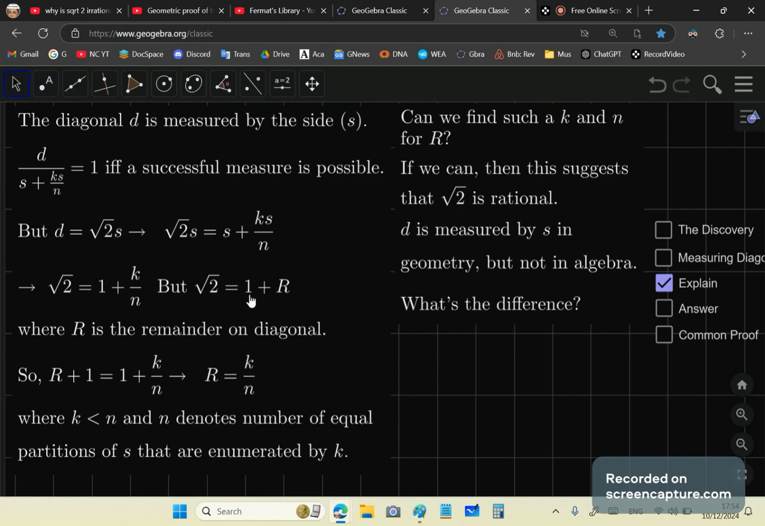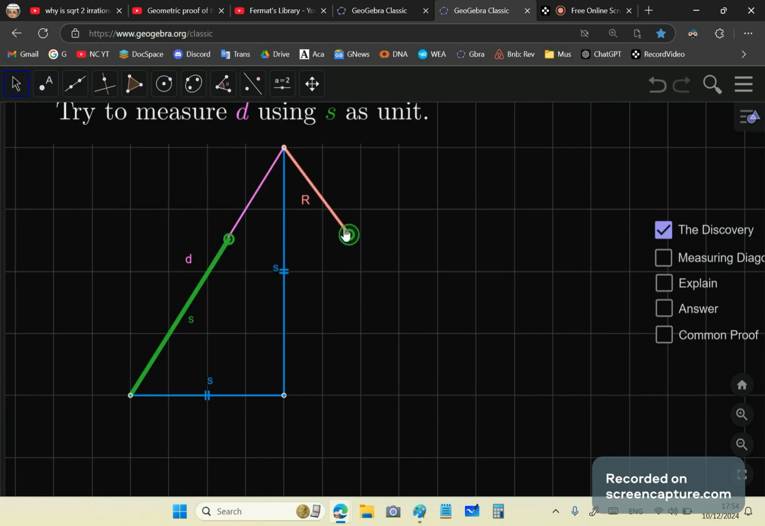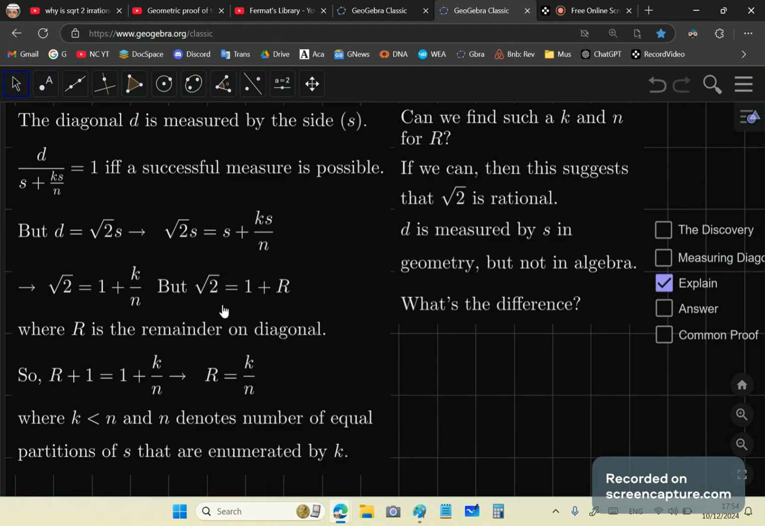It has no support in algebra. So we say square root 2 is equal to 1 plus r, where r is that little leftover bit, okay? This leftover bit here. So it's going to equal r plus 1, and we'll get to that in a moment. Simply because what we've done here is we've divided through by the s's. And since r is a remainder, then r plus 1 is equal to 1 plus k over n, which means that r is equal to k over n. Hence, it must be rational, right? Because k and n are integers.